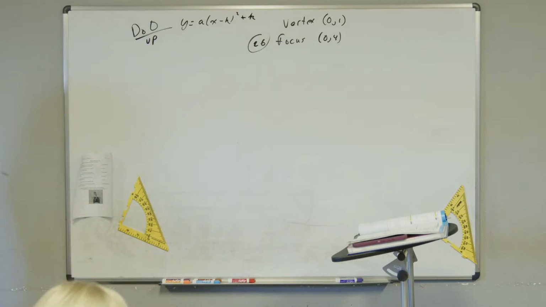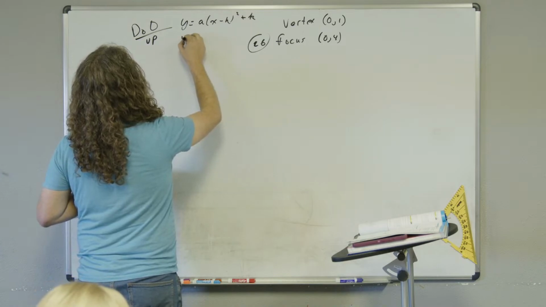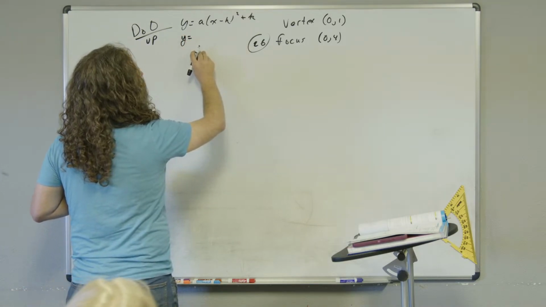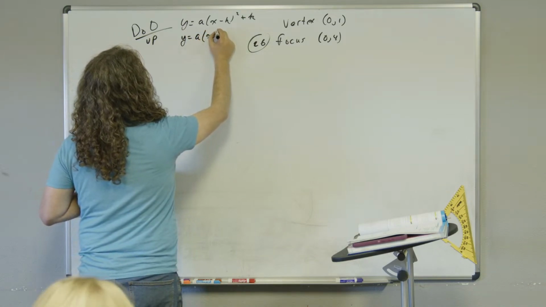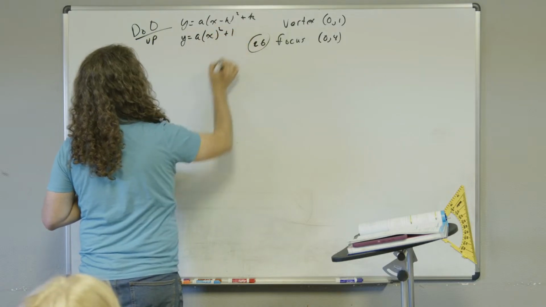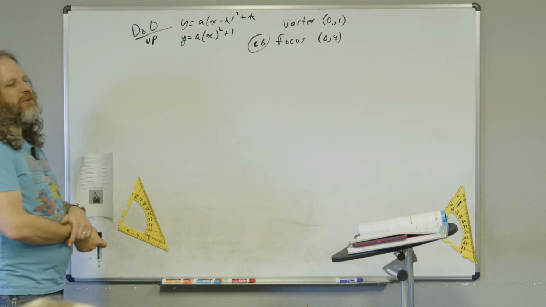H is 0. H is definitely 0. We also know k is 1. That's the vertex. Great. Now we've got to figure out A. So what formula-like constructions do we have for A?